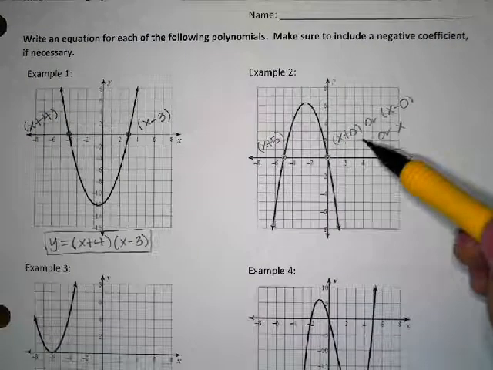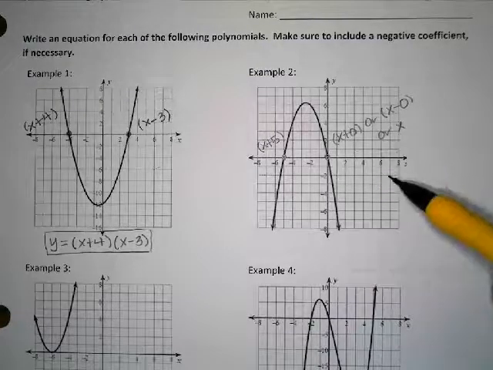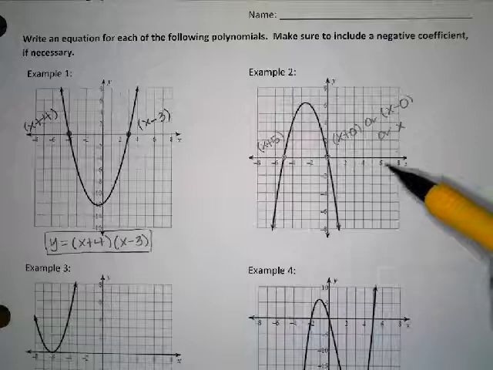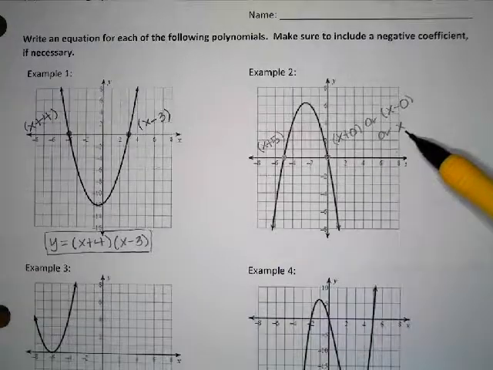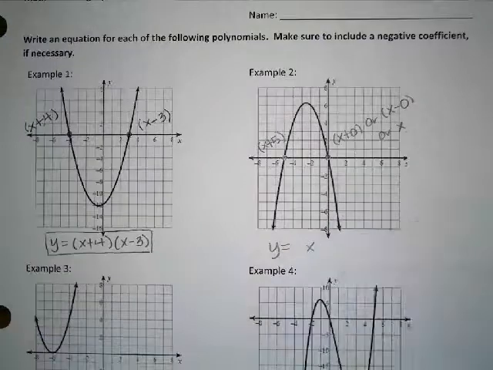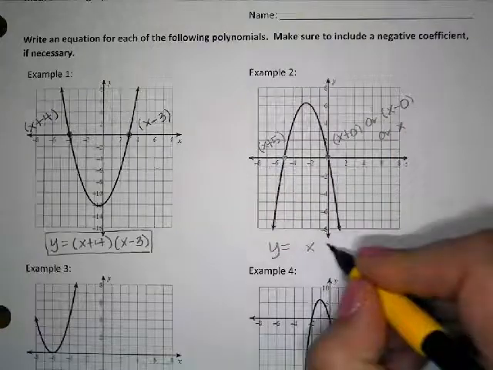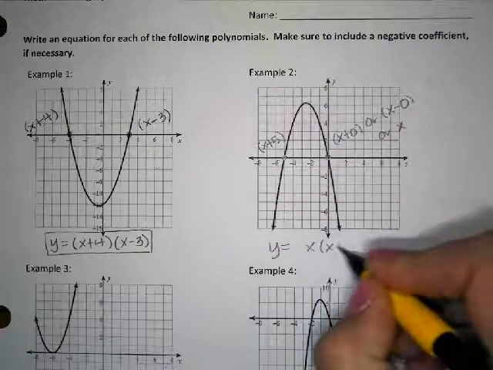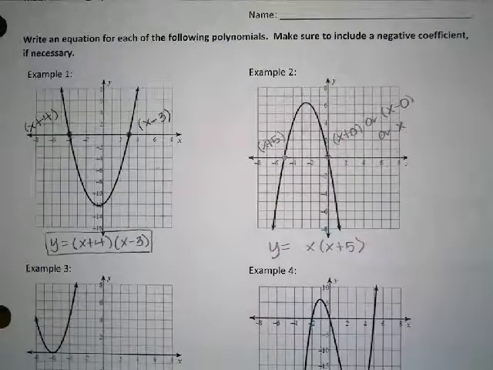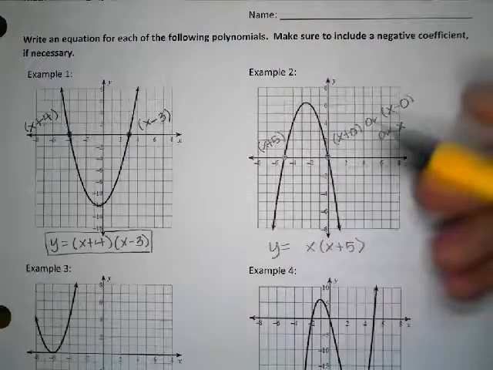So which one of these would you guys like to use in the equation? X. You guys want to use just x? So we're going to say y equals x, because most people would write that first, the plain x, and then we'll write the x plus 5. And does everyone see how this graph is upside down? So since it's upside down, we're going to put a negative in the front.